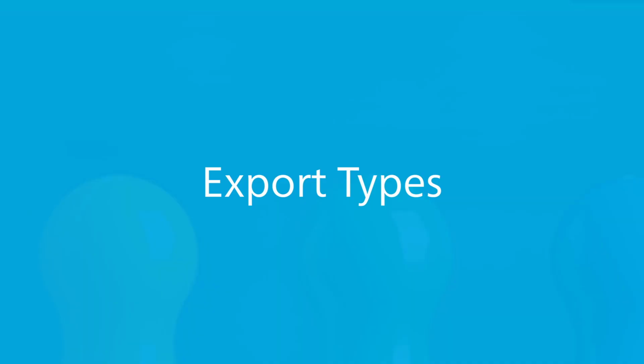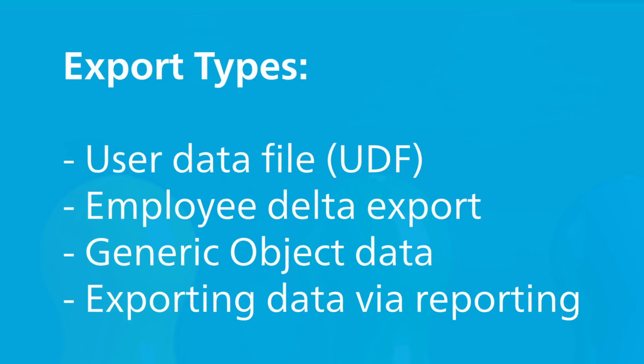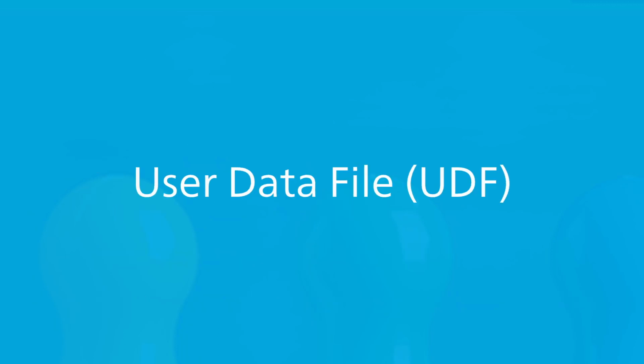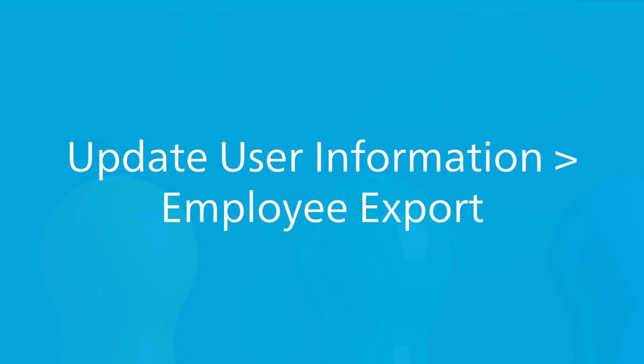There are 4 main types/methods of exporting data from Employee Central: UDF, Employee Delta Export, Generic Object Data, and exporting data via reporting. Let's look at each of these options now. The UDF can be exported from Admin Center via this menu path. There are a number of options available, although only some of the options are relevant for Employee Central.